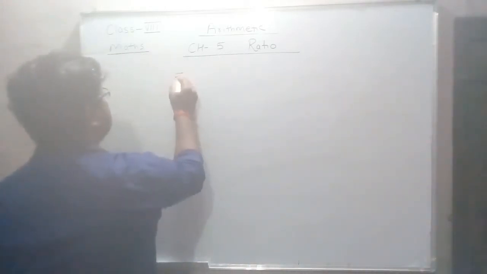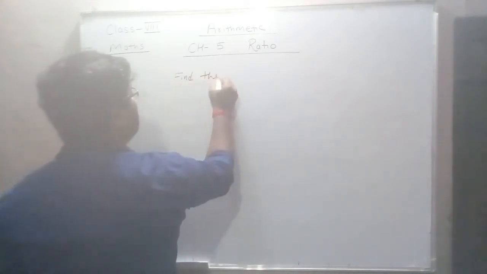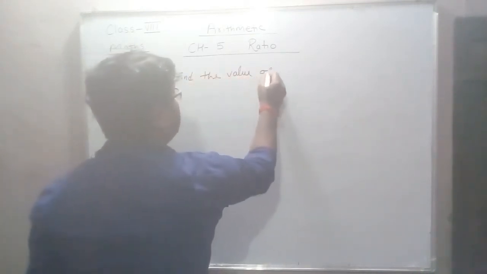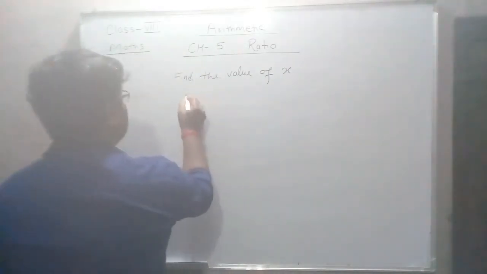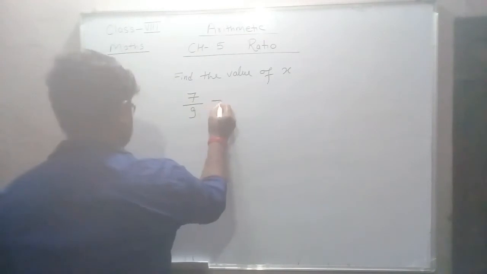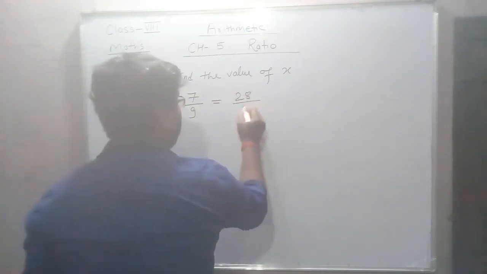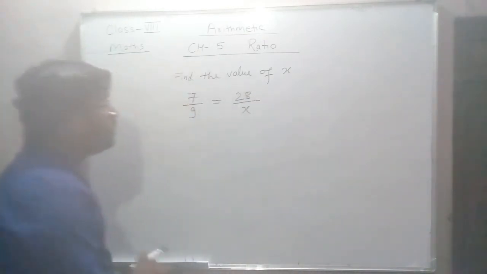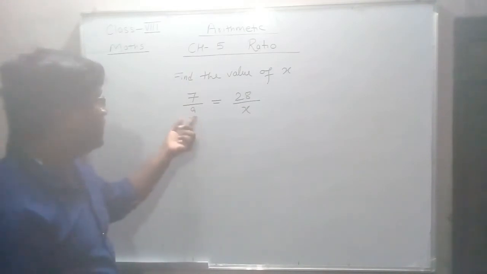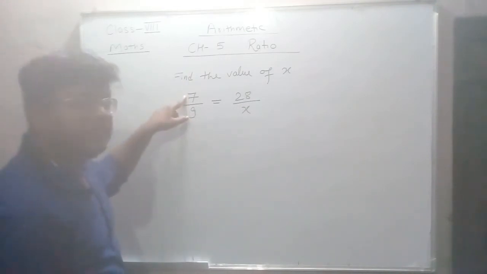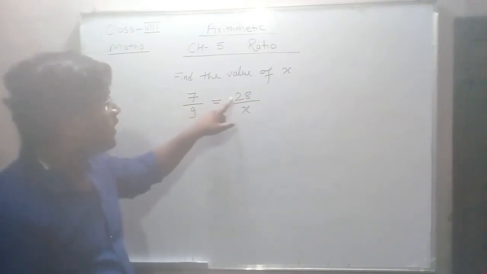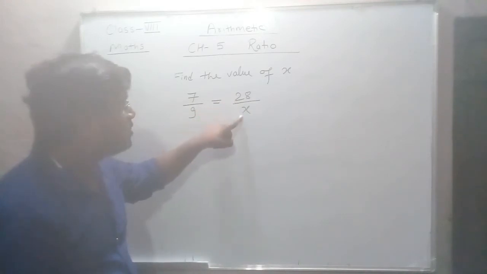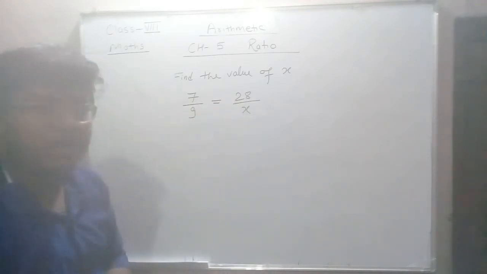So the next question is, find the value of x. The question is given as 7 upon 9 is equal to 28 upon x. What we are looking at in the left hand side is 7 upon 9, so the antecedent is 7 and the consequent is 9, and in the right hand side the antecedent is 28 and the consequent is x. So how can you solve it?